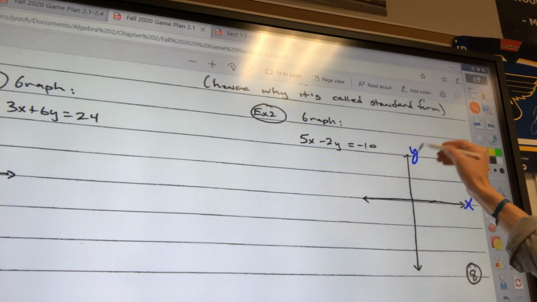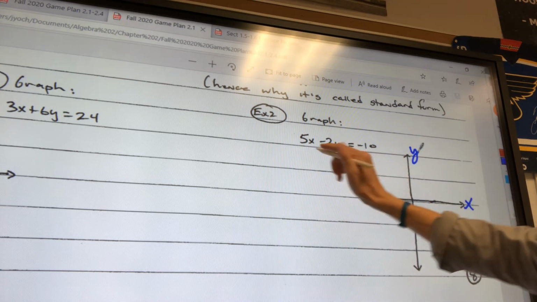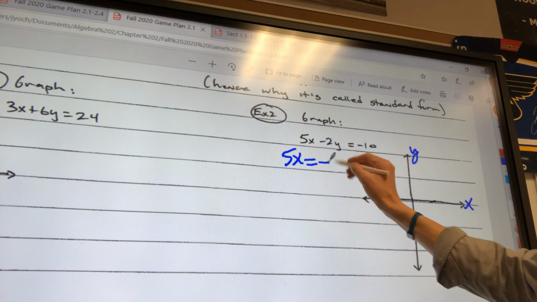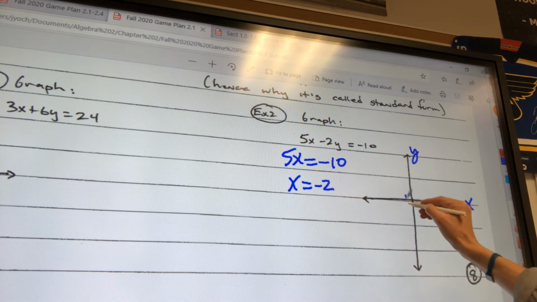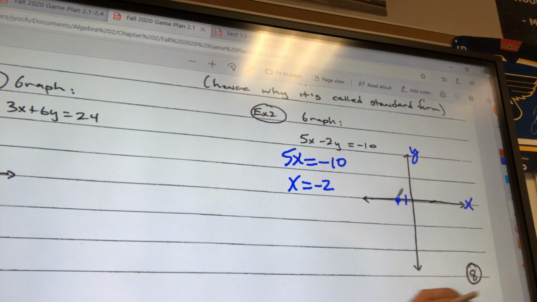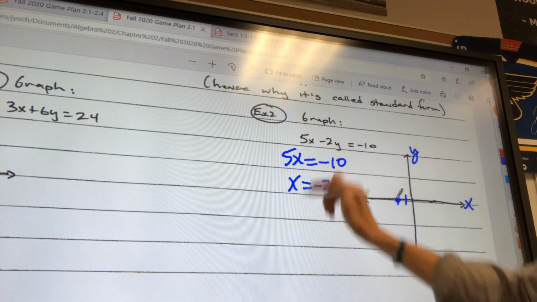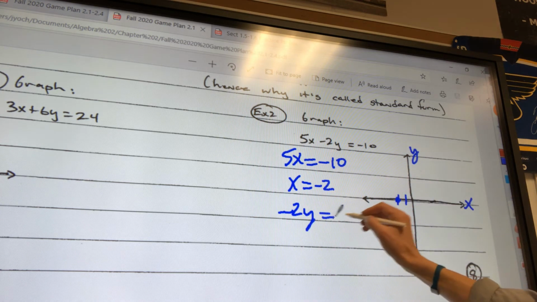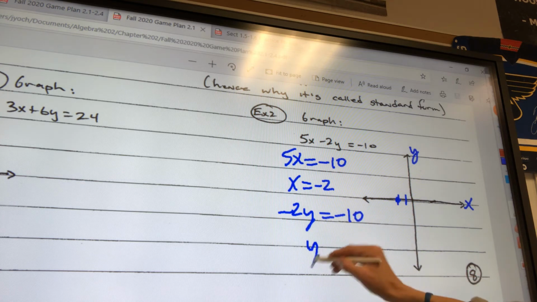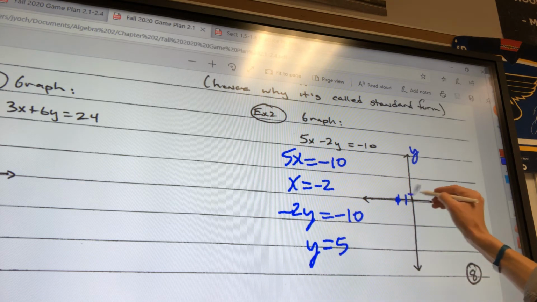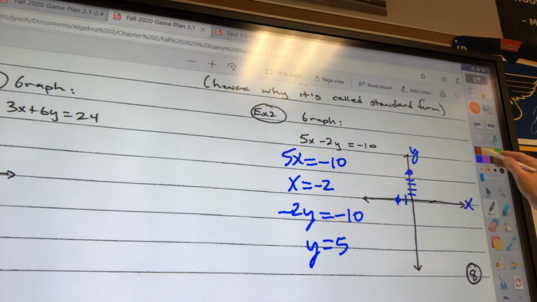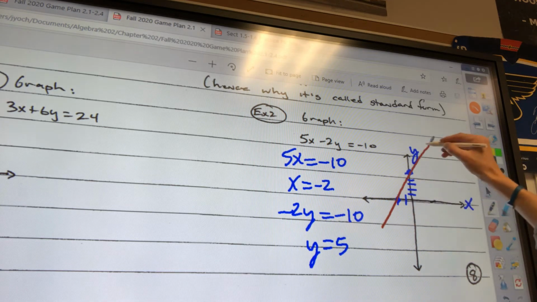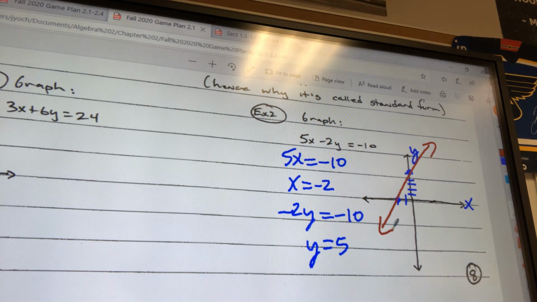First off, that's x and y. We're in standard form here. 5x is equal to a negative 2. If you let y be 0, you have 5x is a negative 2. X is a negative 2, so on the x-axis, put a dot there. Then you have a negative 2y, if you let x be 0. Negative 2y equals negative 10. Y is 5. 1, 2, 3, 4, 5. 2 points determine a line. That is my line. Standard form.